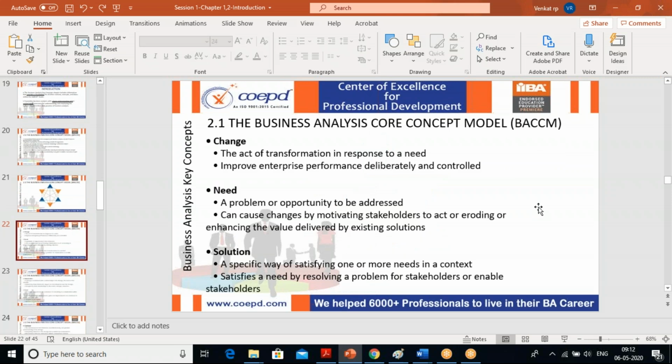Okay, now let us try to understand what a change is. Change means it's the act of transformation.